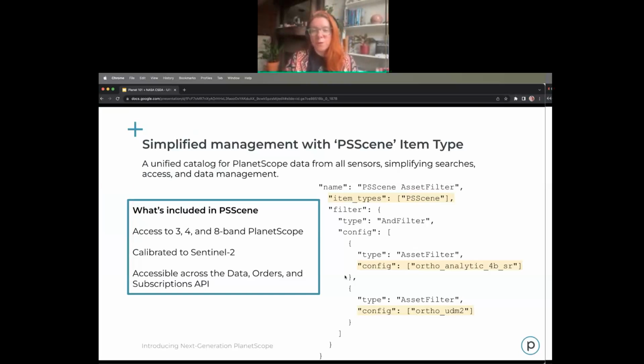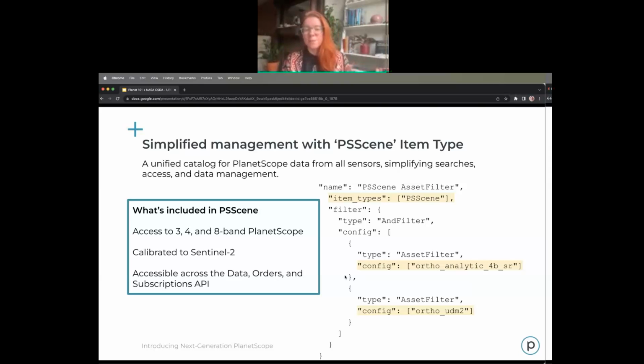So I mentioned before, we're putting everything under this PS scene asset type. This gives you access to the 3-band, 4-band, and the 8-band data. If you were working with any of the 5-band data that we had before, this was the SuperDove data before we released the rest of the bands, that data is still here, but it's encapsulated now under that 8-band product.